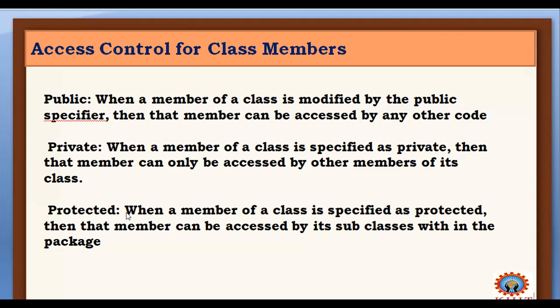ఆ ప్యాకేజ్ లో ఉన్న మిగతా క్లాసుల వాళ్ళు కూడా దాన్ని యాక్సెస్ చేసుకోవచ్చు. Whereas ప్రైవేట్ అని రాస్తే, only within that class other members can also access, but not the subclasses. ఆ ప్యాకేజ్ లో ఉన్న వేరే సబ్ క్లాసెస్ దాన్ని యాక్సెస్ చేసుకోకూడదు. అలాగే పబ్లిక్ అని రాస్తే ఎవరైనా సరే యాక్సెస్ చేసుకోవచ్చు. Inside the code, outside the code, ఎవరైనా సరే దాన్ని యాక్సెస్ చేసుకోవచ్చు. That is what we call an access control, right?